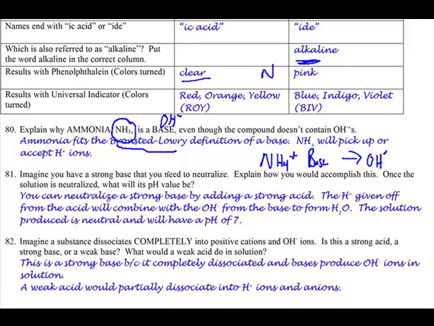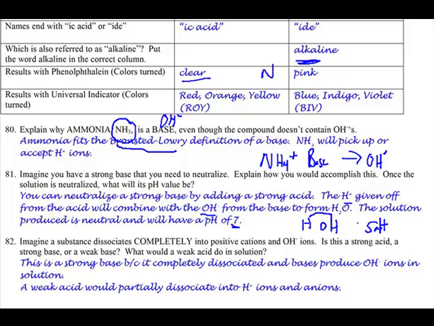Number 81, imagine you have a strong base you need to neutralize. Explain how you would do this. Well, if you have a strong base, get a strong acid and put the two together. The H's from the acid are going to combine with the OH's from the base. And if you take an H and an OH, you put them together, you get H2O. You get water. So the H's and the OH's will cancel each other out, make water, and then you'll end up with a pH of 7. You'll also produce a salt. Neutralization reactions end up producing a bunch of water molecules and a bunch of salt molecules from the leftovers.